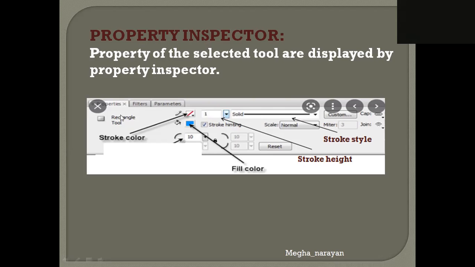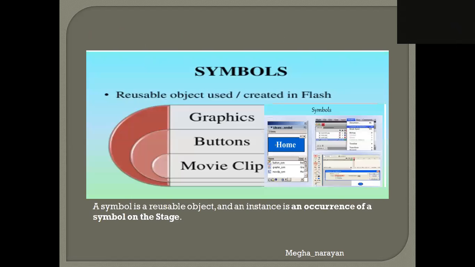Which tool have you used here? Please look, we have used the rectangle tool. It is asking the color, which color you want to fill, the color of the stroke, the line actually, then what is the height of the stroke, and what is the style of the stroke. Whichever tool you are using, its properties will be automatically displayed in this section of the property inspector. What's this section called? Property inspector.